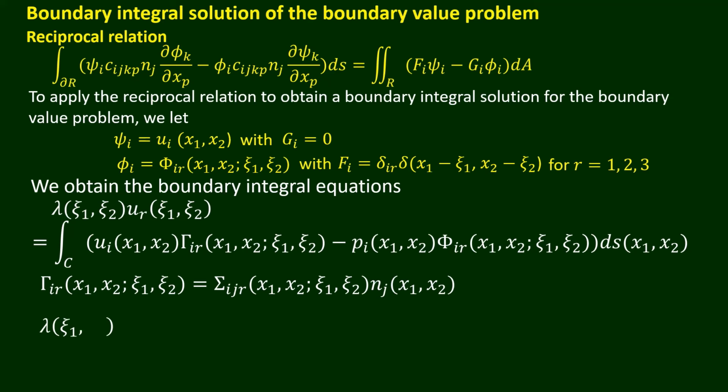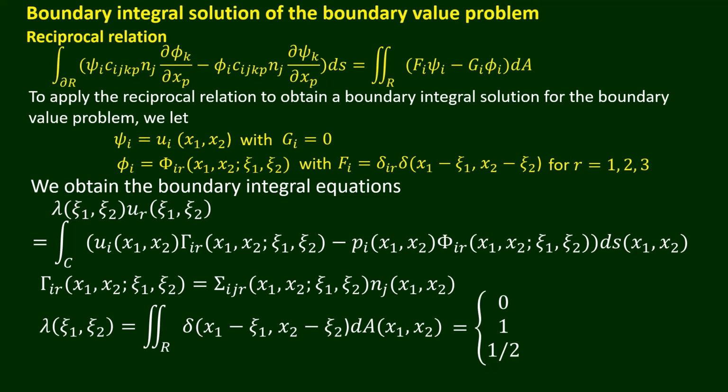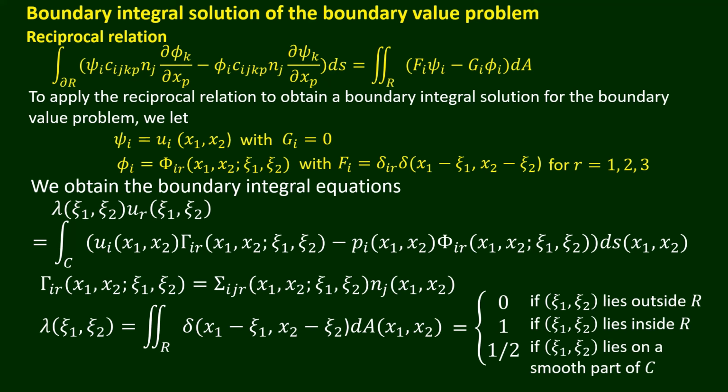The parameter λ(ξ1, ξ2) is given by λ(ξ1, ξ2) equals the double integral over R of Dirac delta(x1 − ξ1, x2 − ξ2) dA(x1, x2), which has the value 0 if the point (ξ1, ξ2) lies outside R, 1 if the point (ξ1, ξ2) lies inside R, and 1/2 if the point (ξ1, ξ2) lies on a smooth part of C.